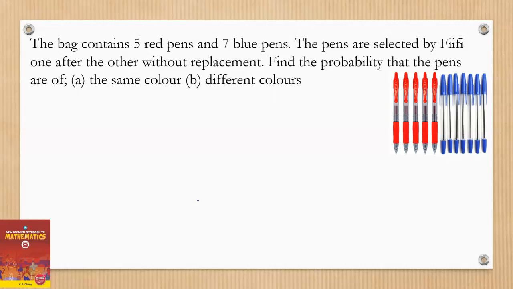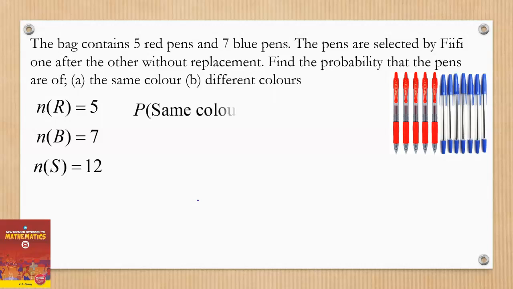Now let's take the last example. A bag contains 5 red pens, 7 blue pens. The pens are selected by Fifi one after the other without replacement. Find the probability that the pens are of 1, the same color, and 2, of different color. The number of red has been defined as 5, number of blue has been defined as 7. Total sample space will give us 12.